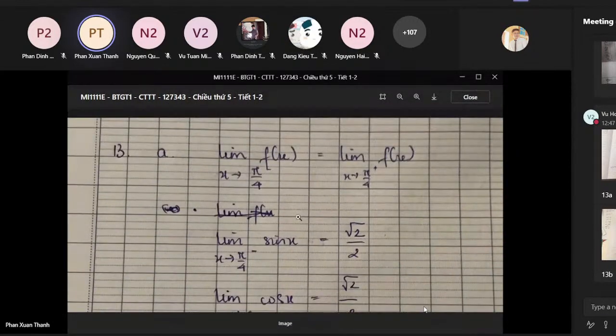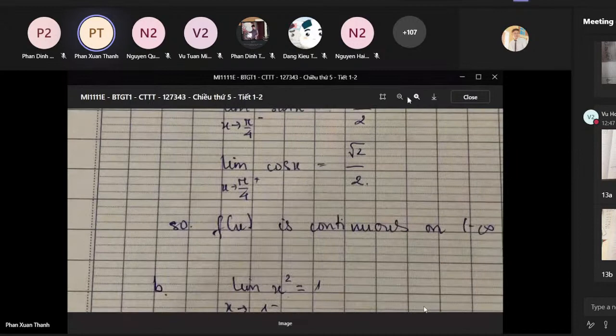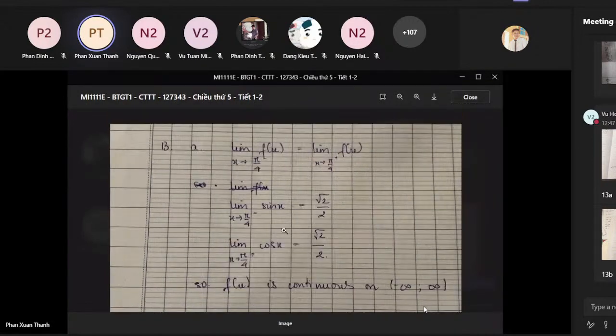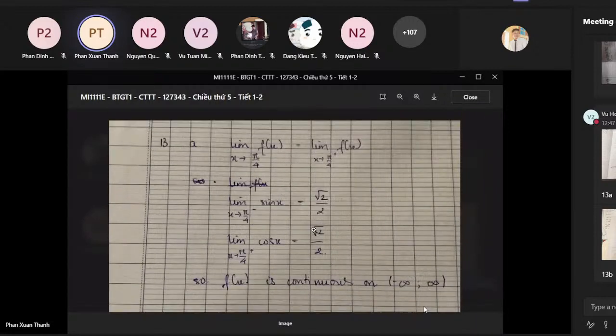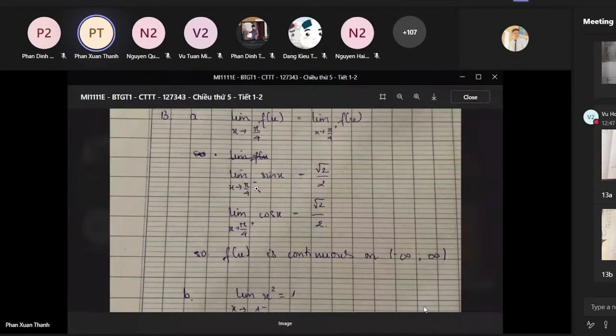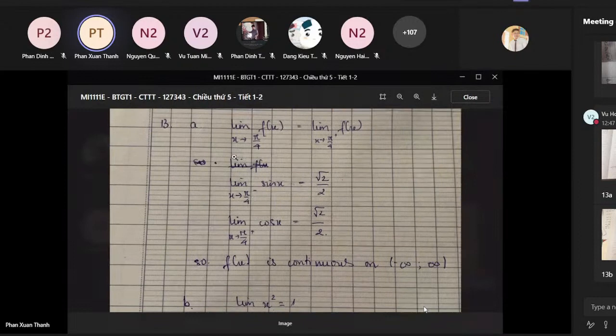Okay, this is why we consider the left-hand limit of sine. I think it's still not enough. So we have to prove that f is continuous on R. So what about the continuity of f when x is not equal to pi over 4? The solution is, don't think about this when x is different from pi over 4. Okay, we should say here the left-hand limit of f equals the limit when x approaches pi over 4 from the left of the function sine.